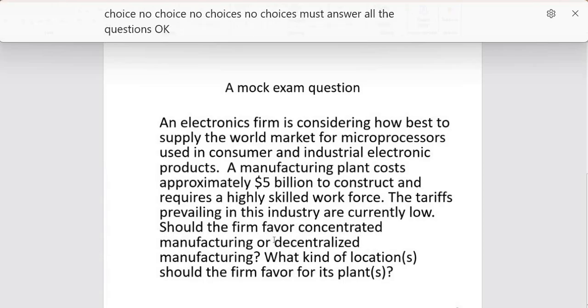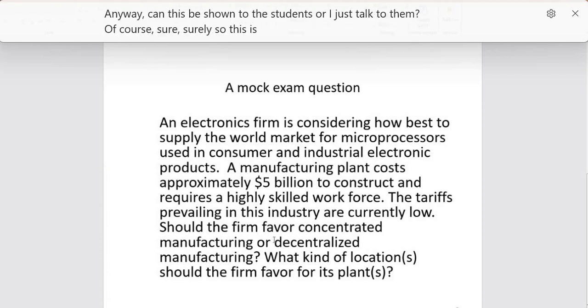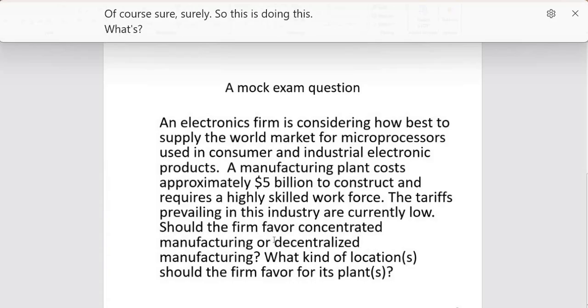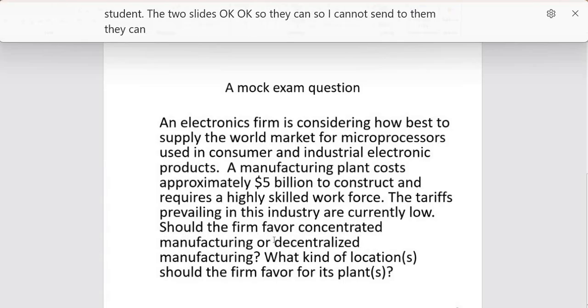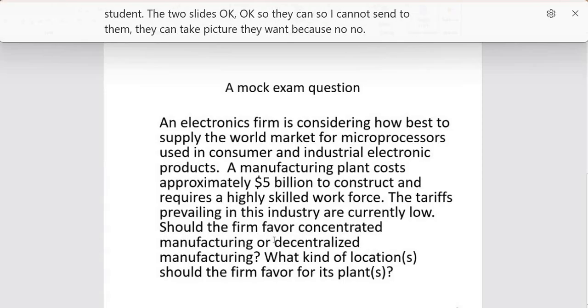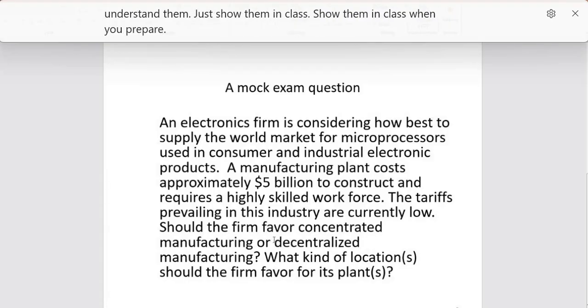Okay. Anyway, can this be shown to the students, or should I just talk to them? Of course, show this to students. You can feel free to show the students the 2 slides. So I cannot send them? They can take pictures if they want. Don't send them, just show them in class. They will take pictures, but it doesn't matter, right?